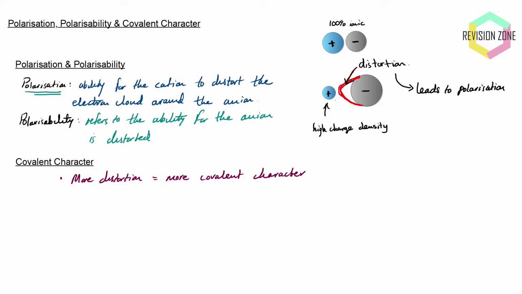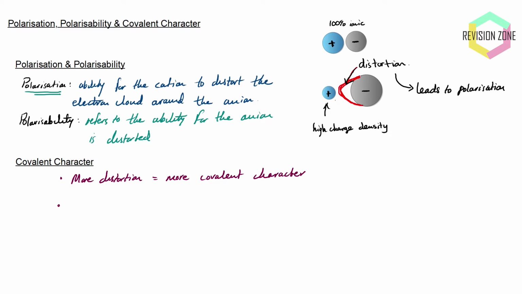Now the likelihood of an ionic bond being absolutely 100% ionic is very small, and there's always some degree or very little degree of covalent character. So covalent character is linked to distortion.